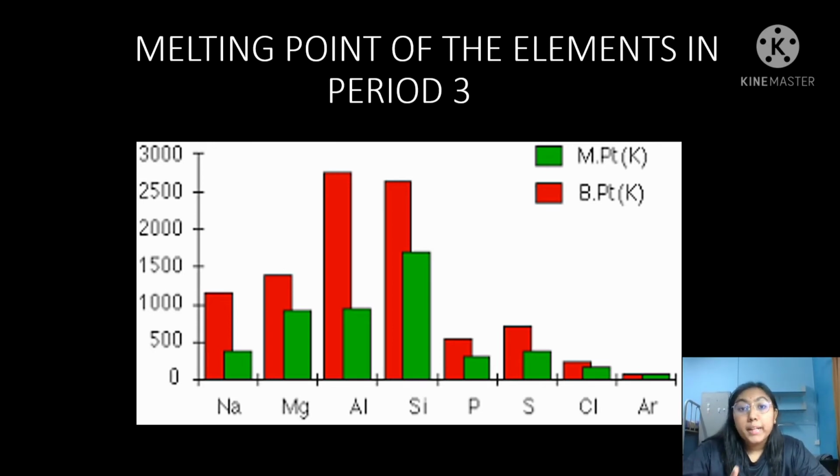The melting point increases from natrium to aluminium because the strength of the metallic bond increases. The melting point of silicon is highest because silicon has a giant covalent structure. A lot of energy is required to overcome the strong covalent bonds. The melting points of phosphorus, sulfur, chlorine, and argon are lower because these have simple molecular structures. Only weak van der Waals forces of attraction exist between them.